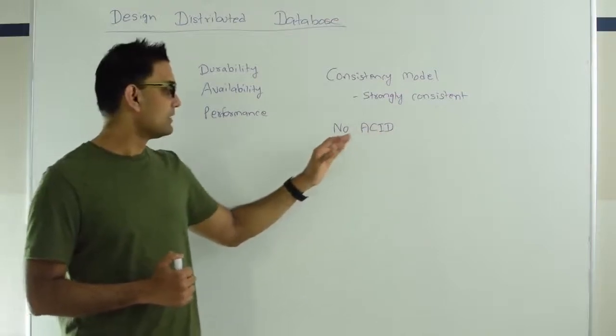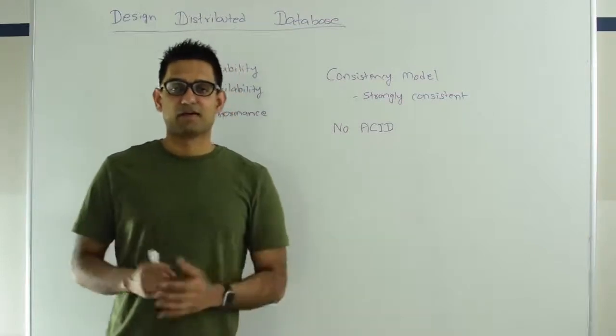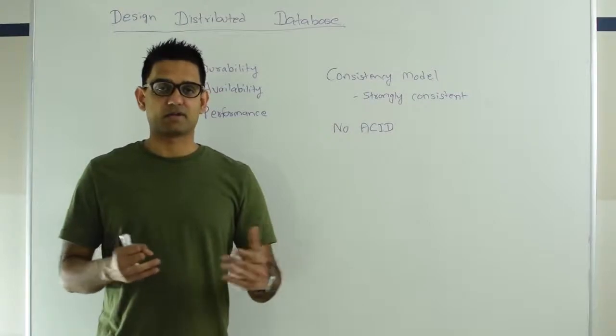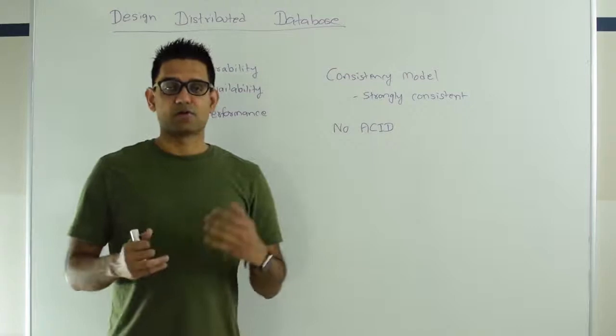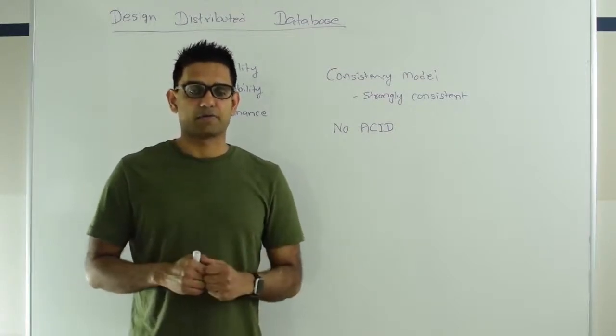For example, there will be no atomicity in the database. So you cannot send, like, 5 requests to a database and assume that all of them should be executed together or none should be executed. Or there will be no isolation. So there will be no locking at a table level or row level whatsoever.